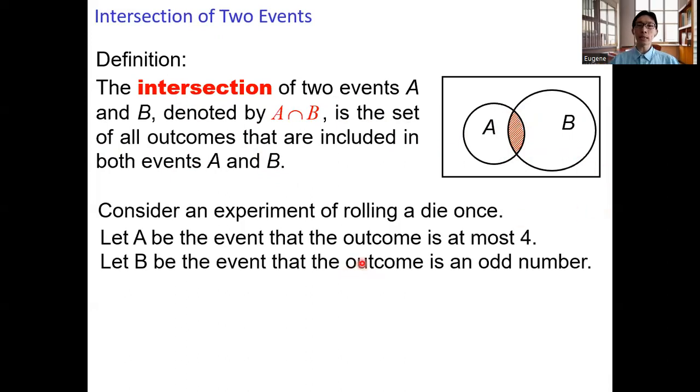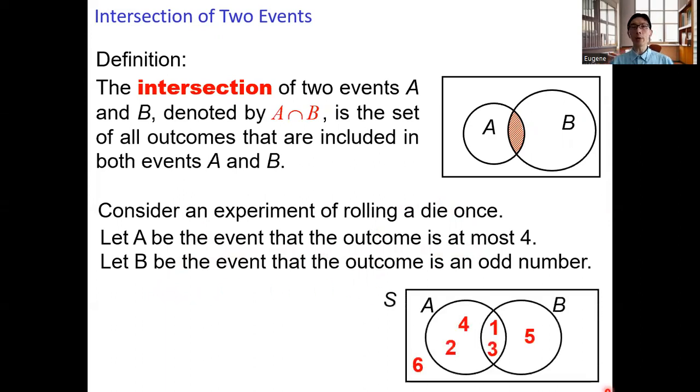Let's take a look at an experiment of rolling a die once. Let A be the event that the outcome is at most 4, and B be the event that the outcome is an odd number. So we have the Venn diagram. So what is the set of the intersection of event A and event B? Only the numbers included in circle A as well as in circle B will be the intersection of the two events A and B. So here, the set of A intersect B consists of the numbers 1 and 3 only. And the number of elements in this intersection is 2.